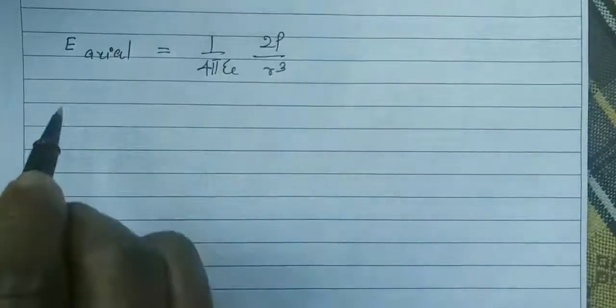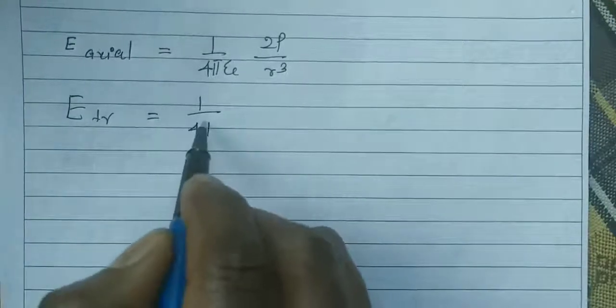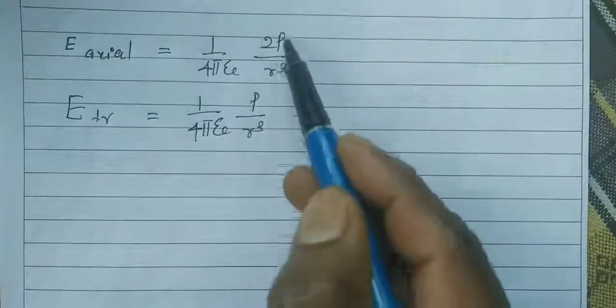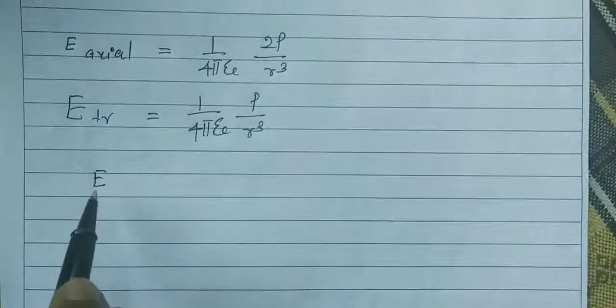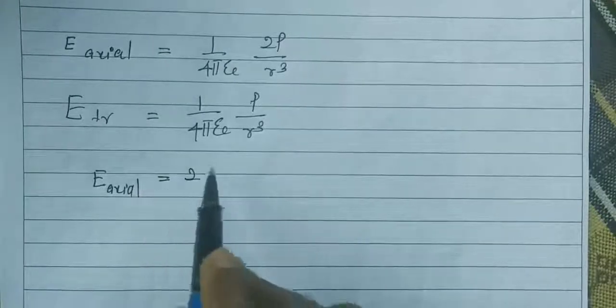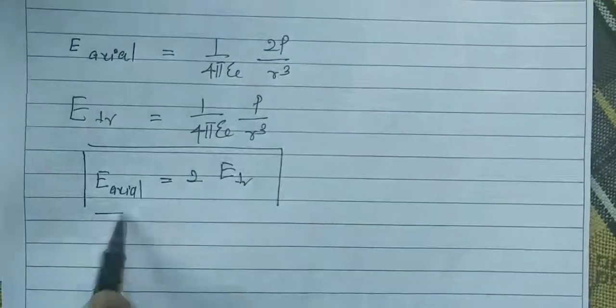Now I am going to compare both electric fields due to electric dipoles, the perpendicular component and the axial component. So E axial is equal to 1 by 4 pi epsilon 0 times 2p by r cube, which we have already derived, and E perpendicular is equal to 1 by 4 pi epsilon 0 p by r cube. See, the axial component is 2 times the perpendicular component, which means the electric field has more strength along its axis, not along the perpendicular bisector of the electric dipole.